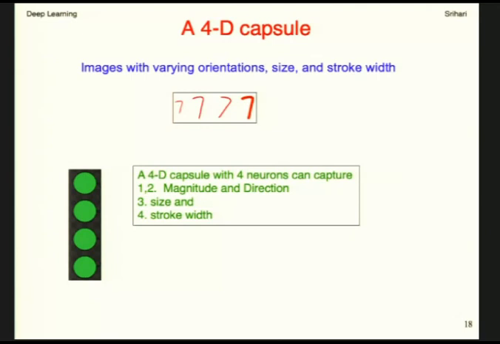Two of them, we saw, can capture the magnitude and direction. And you can have this one capturing the size, how big the image is. And this one captures the thickness of the stroke. So you see there are some 7s that are smaller than the others and some are thicker than the others. So we are passing along not just how much of a 7 it is, but also what kind of a 7 it is. This is a 4D capsule. Training it is a bit of a different issue. How do you train all these things? But this is saying somehow the capsule can contain more than confidence.